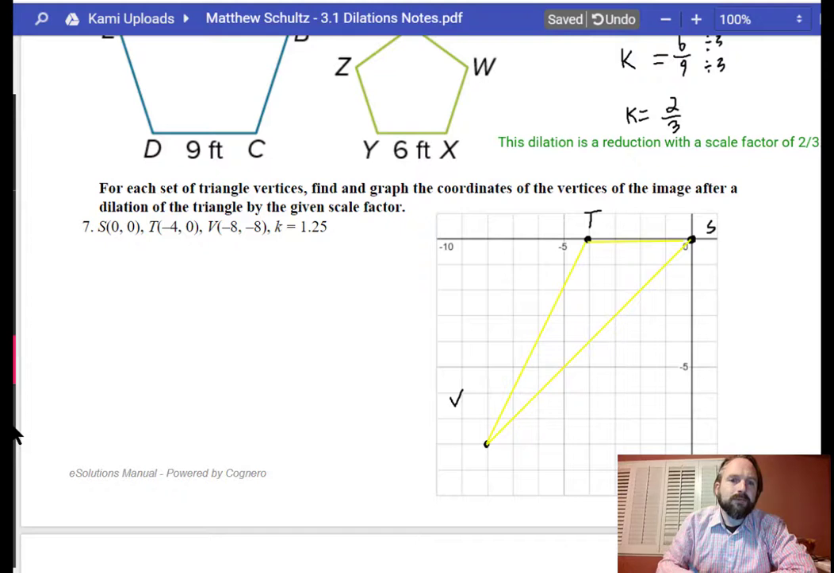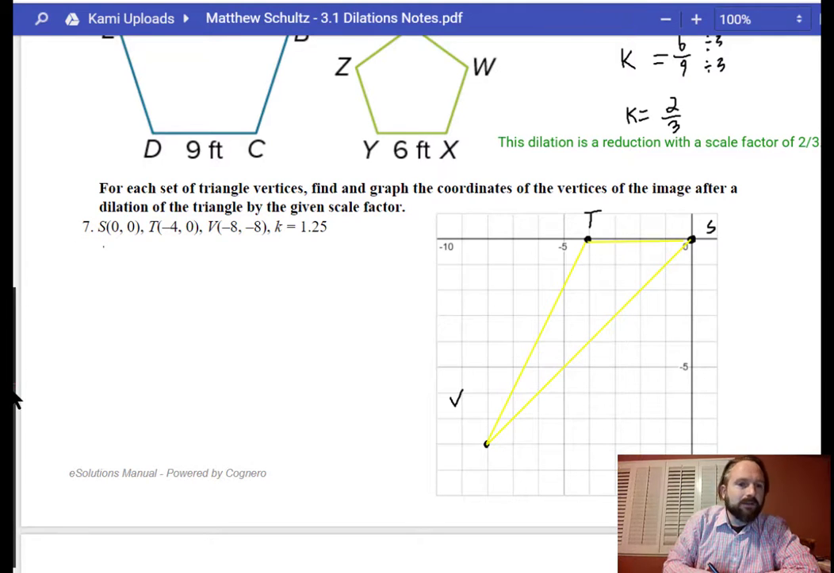There's our triangle. So the scale factor is bigger than 1, so it's going to be bigger. So let's figure it out. Now, with the scale factor, you're going to multiply every number by 1.25. So this one's really nice. 0 times 1.25 is 0.